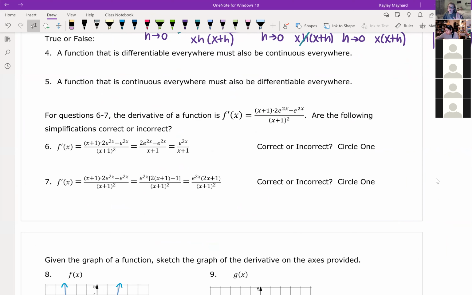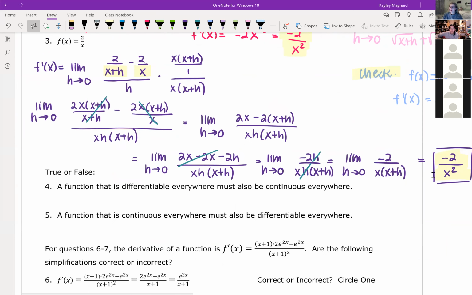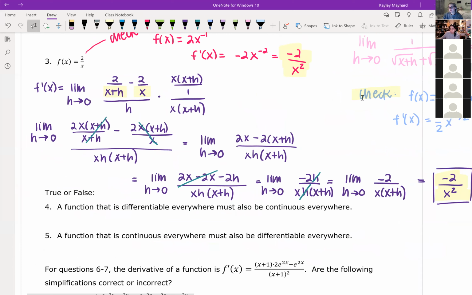Well, actually, does anyone have any questions on the definition of the derivative or anything that I just talked about before I move on? Because I might not come back to it.